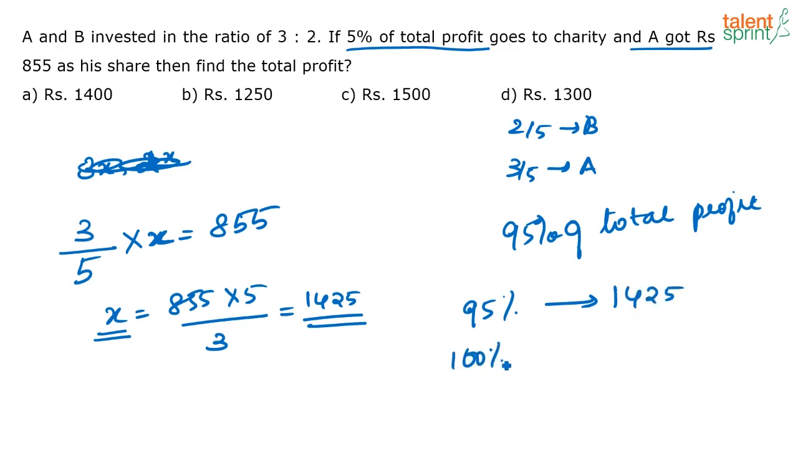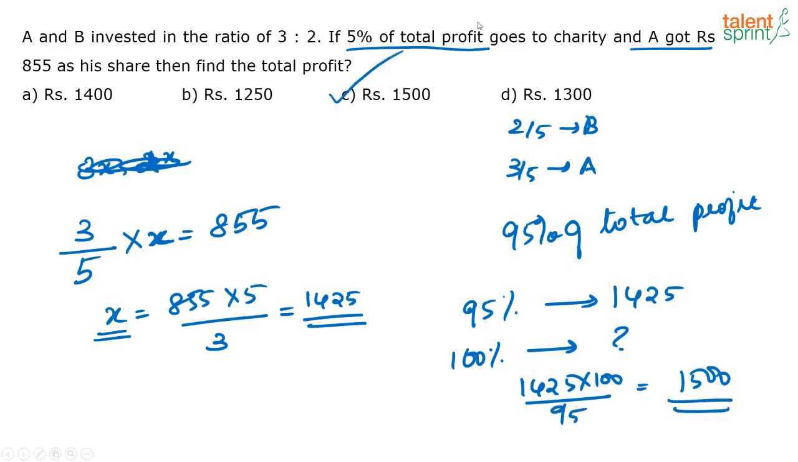So, 100% of the profit will account to how much? 1425 into 100 divided by 95. Solve for this, you will get the answer as 1500. So, the correct answer here will be option C, 1500. I hope it is clear.